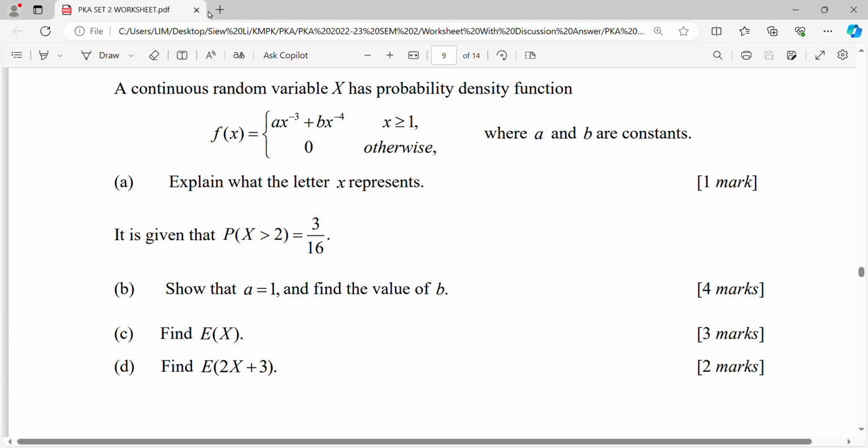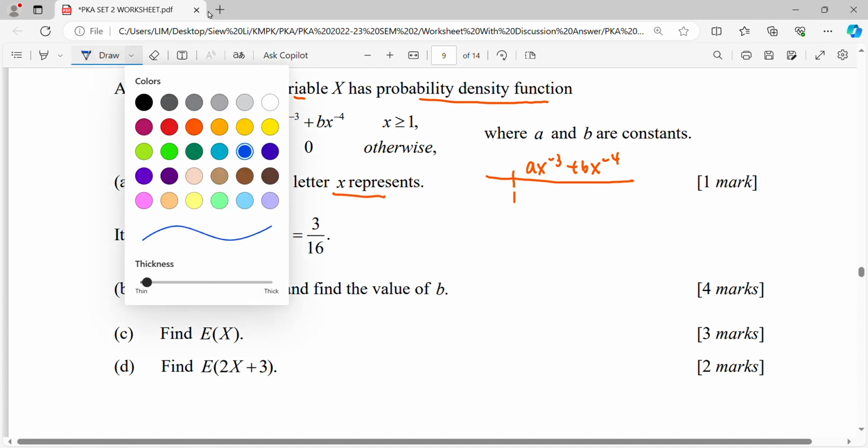Alright, so for this question, it comes with a continuous random variable with probability density function, small f, where you can see the interval is x more than 1. It will be ax cubed plus bx power negative 4. First, explain what your letter x represents. From here, they want to test you.